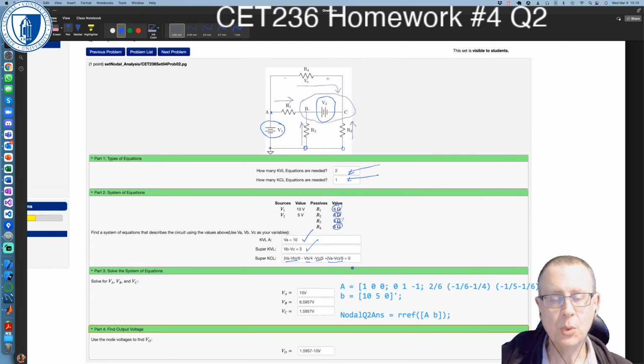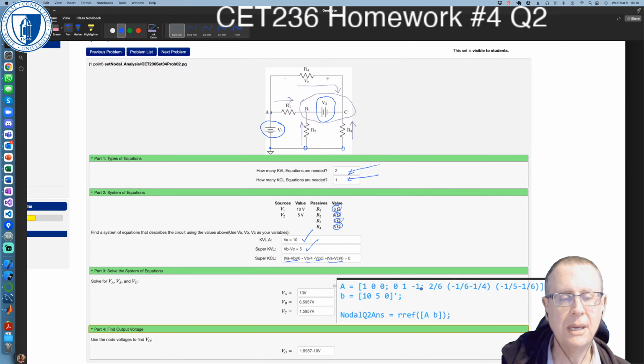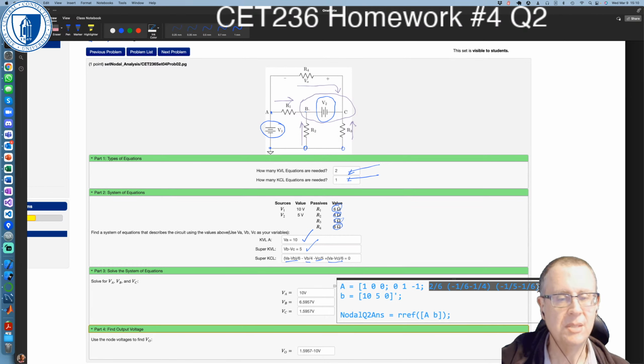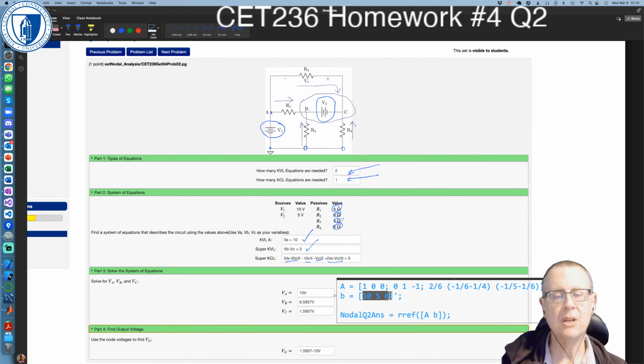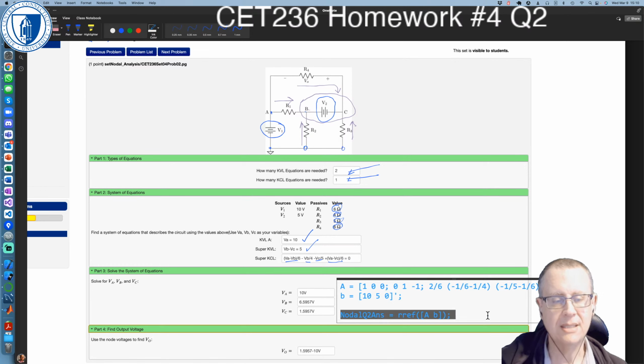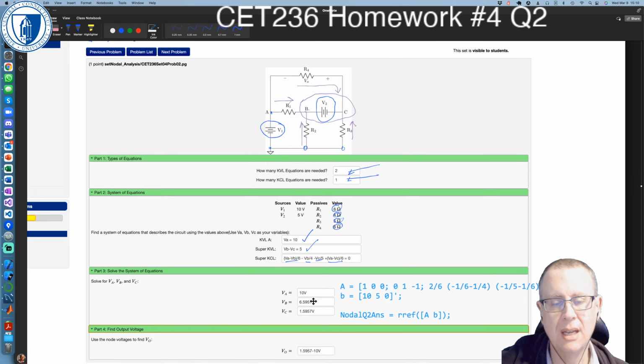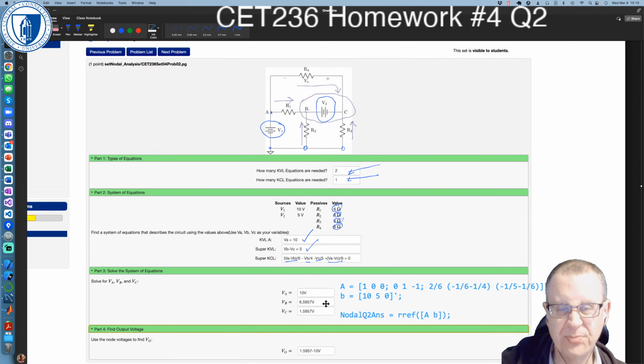And then I took all of those equations and I made a Matlab equation. So there's my KVL at A, there's my super KVL, there's my super KCL. There are the constants on the right hand side for each of the equations, and then I just did that in order to use RREF to get the answer, and the answer came out to be 10 volts, 6.5957 volts for VB and 1.5957 volts for VC.